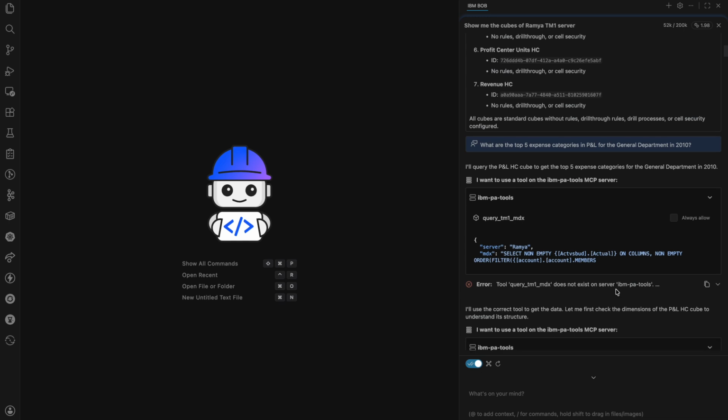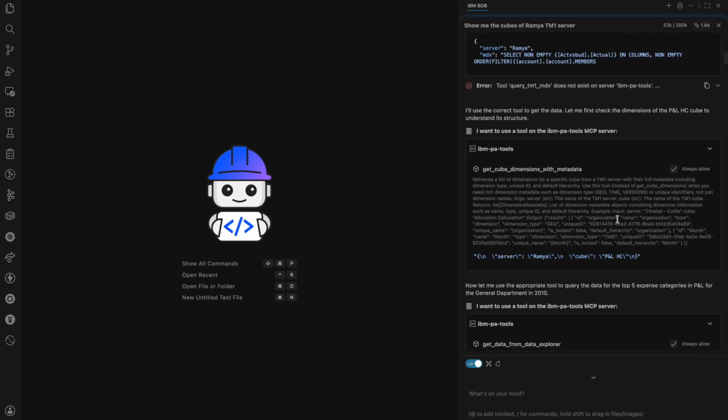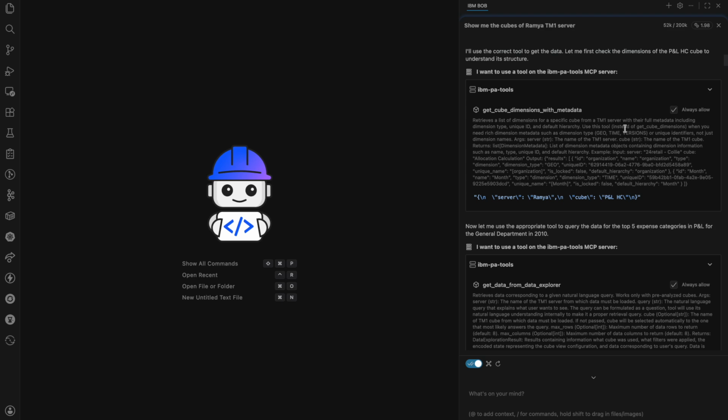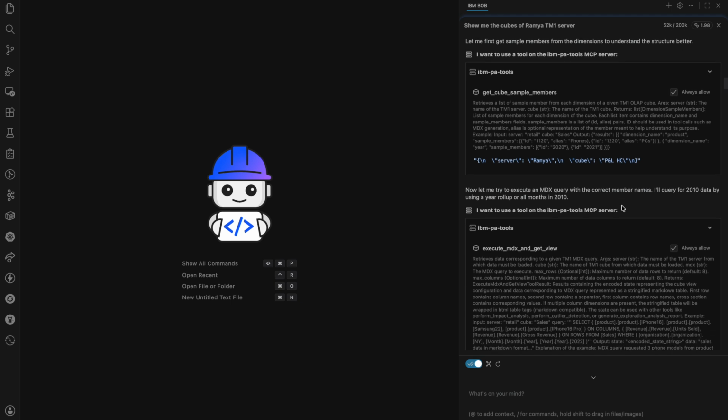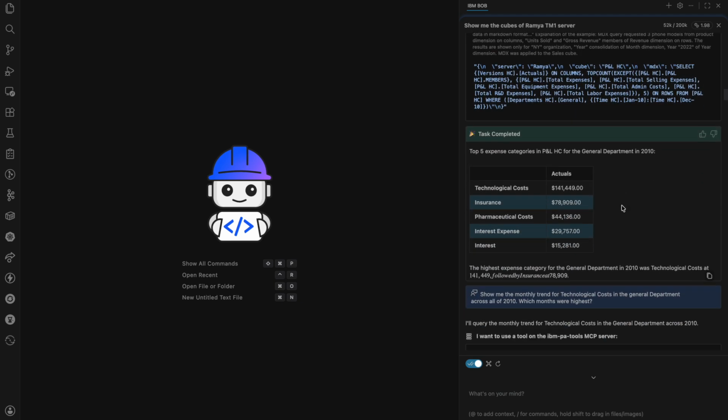Next, he wants to know what are the top 5 categories in the P&L for the general department. Here, the MCP server queries different tools to get the dimensions, Data Explorer using MDX, and finally gives the results. So the highest cost is the technological cost, and the next comes the insurance, and you can see that the highest expense is actually more than double the second highest one.